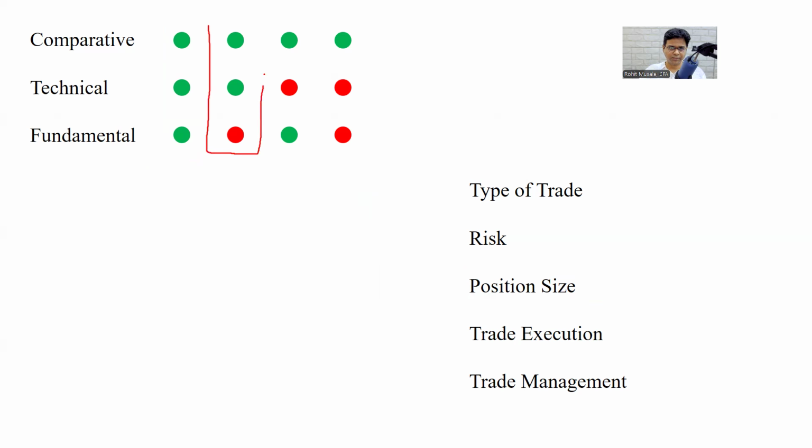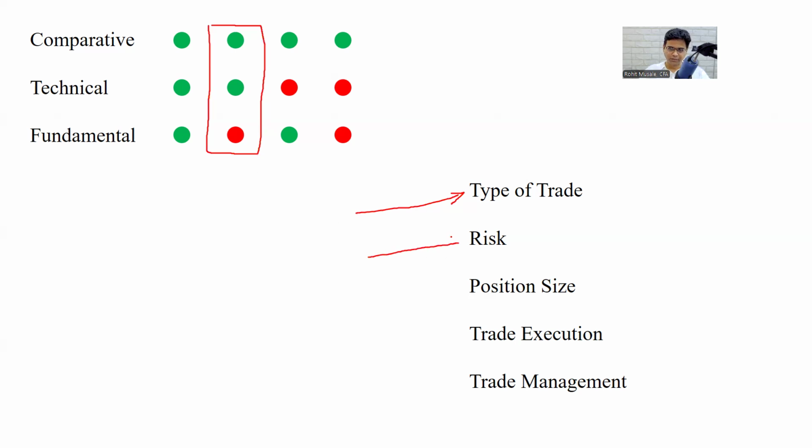This is the second scenario. So the stock is comparatively strong. It is technically strong, but it is fundamentally weak. So maybe the earnings growth in the recent quarter is minus 35%. Okay. What is the type of trade we are looking at? Is it a positional trade or is it a swing trade? It's a swing trade. Okay. Because the fundamentals are weak.